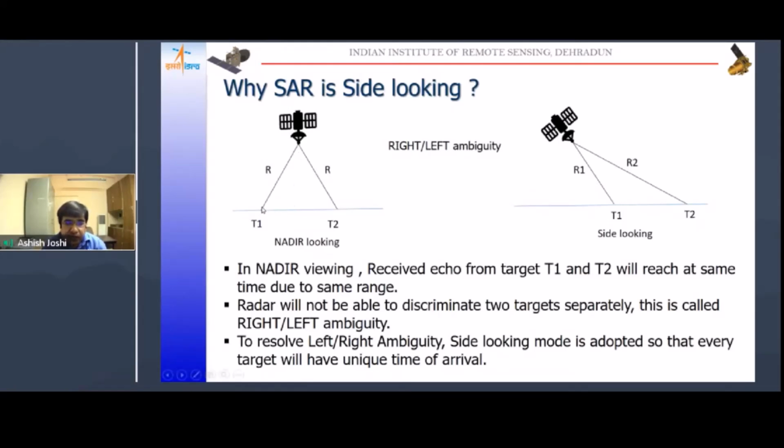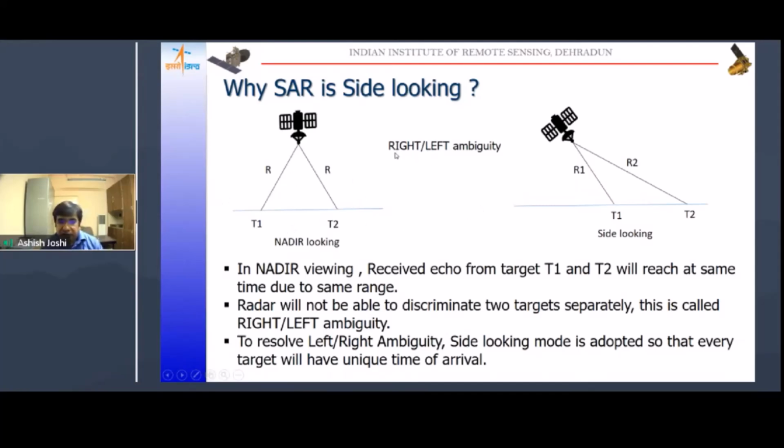I have already said that SAR records the range. So if two targets are here and SAR has this type of beam, meaning nadir looking, you can see these two targets have the same range. So SAR will not be able to distinguish these two targets as two separate targets. So there will be range ambiguity. So SAR is not a nadir looking sensor.